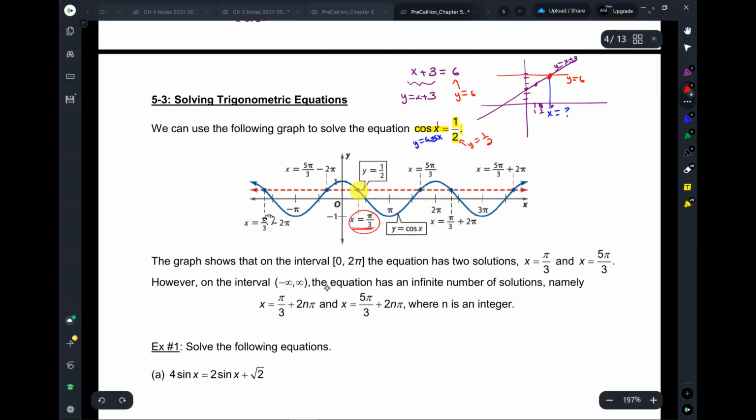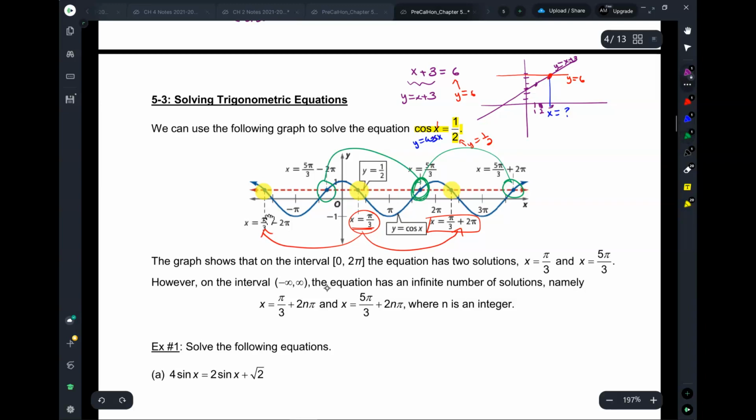And then what other time? Look, when you go over a distance of 2 pi, you have another solution. When you go over this way, a distance of 2 pi, you have another solution. Another time where they intersect is at 5 pi over 3. And again, at 5 pi over 3, cosine is also 1/2, right? So from that, if you go 2 pi over, you have another solution. If you go 2 pi this way, you have another solution.